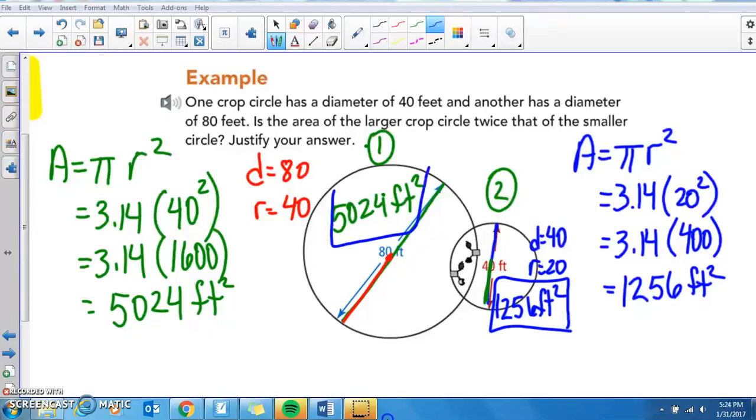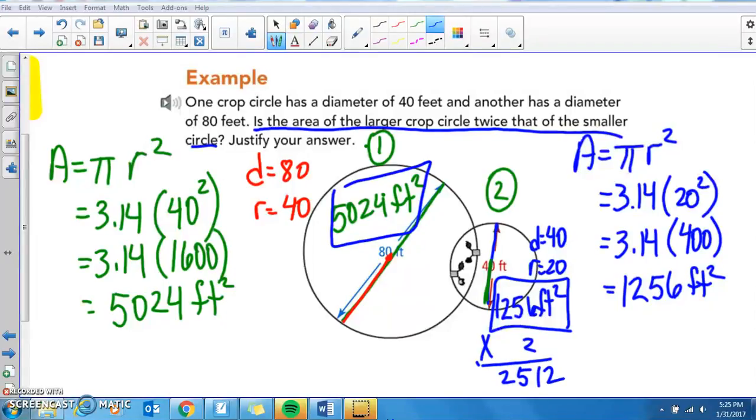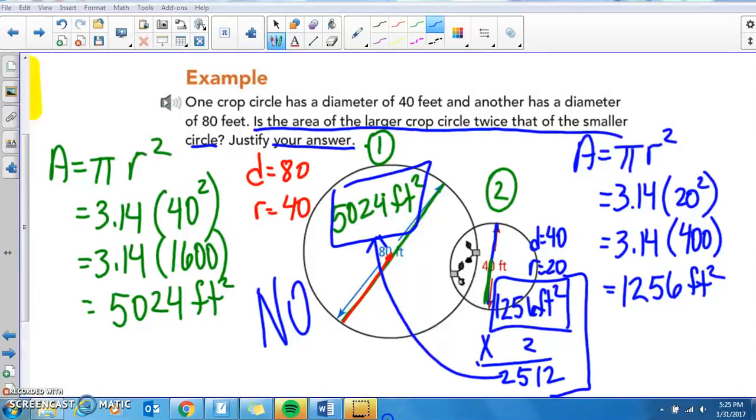So we found the area for both the 80-foot diameter circle and the 40-foot diameter circle. What we have to do now is figure out, is the area of the larger crop circle twice that of the smaller circle? All right, so if we take the smaller one and we multiply it by 2, 1,256 multiplied by 2 gives you 2,512. Now I'm going to compare that to this area up here. It is not the same, so our question says, is the area of the larger crop circle twice that of the smaller circle? And we can compare the answer, so the answer to this is no, it is not. All right, justify your answer. The way we would justify our answer is saying that we took the area of the smaller one, we multiplied it by 2, and then compared and figured out that it was not twice the smaller one.